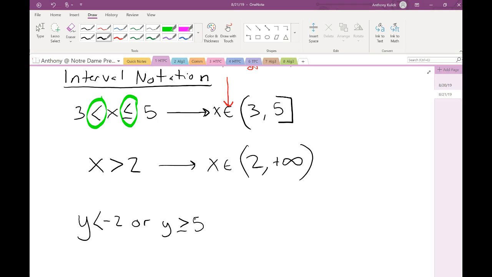So here we have y is less than -2, or y is greater than or equal to 5. So probably the first thing we need to talk about is how we are going to deal with this "or" situation. Does anybody remember what we do with this? Sophie. And what goes in between the 2 separate ones?